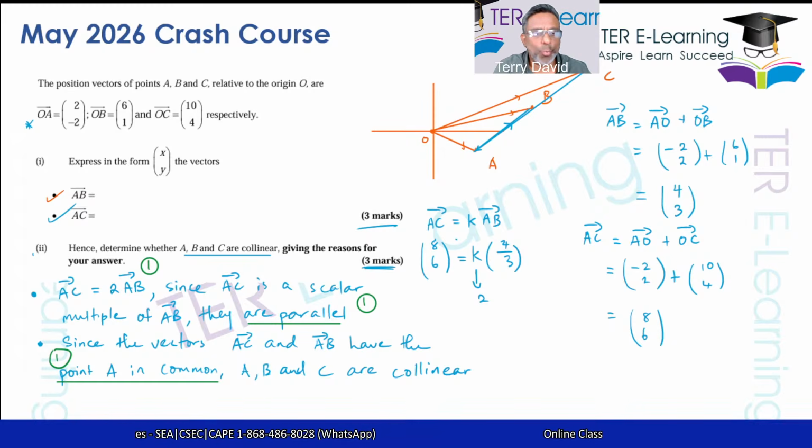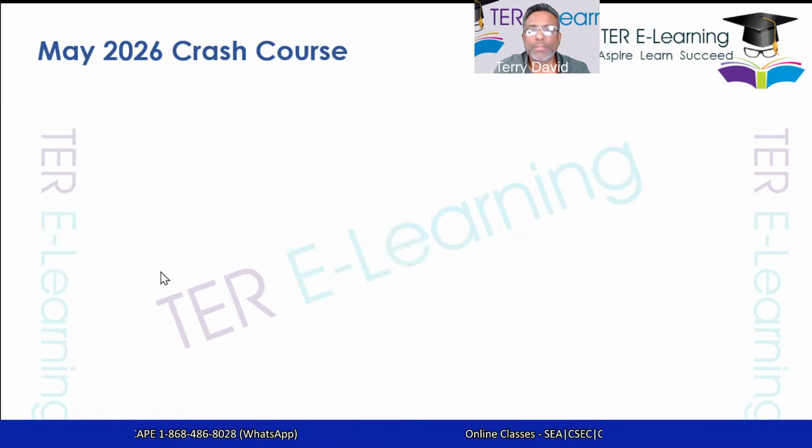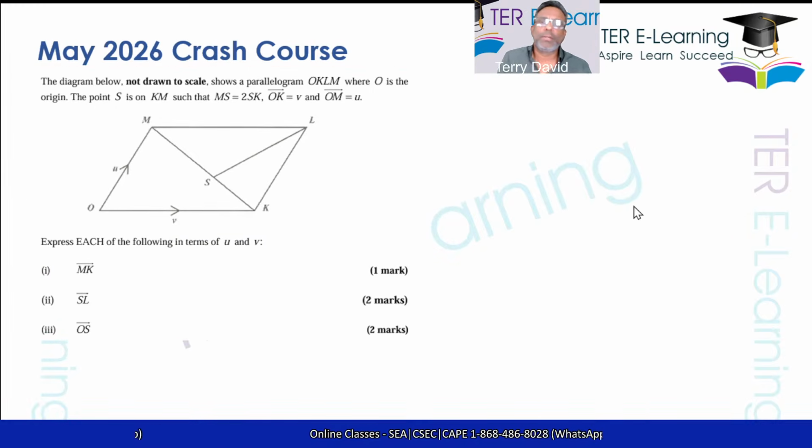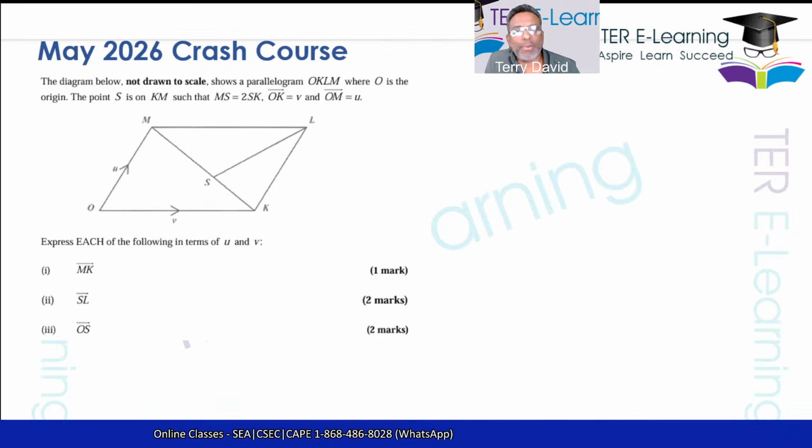Right? I'm going to do one more of a particular type of question here for you guys, all right? The 2 examples I did there would have been column vectors, but you could get something like this. So the diagram below, not drawn to scale, it shows a parallelogram, and they give us some information here.